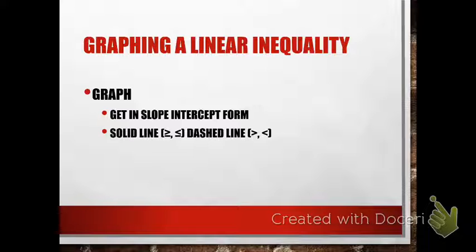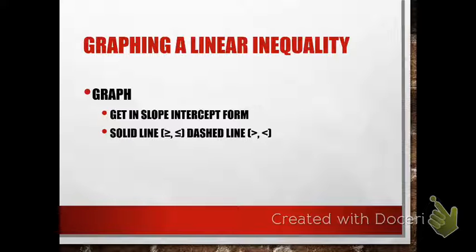Then you're either going to connect the points on that line with either a solid line or a dashed line. If the inequality symbol is strictly greater than or strictly less than, you're going to be using a dashed line. If it includes an equal sign in the inequality, like greater than or equal to or less than or equal to, that's when you use a solid line. Remember sort of like the open circle and closed circle when we were graphing on number lines?